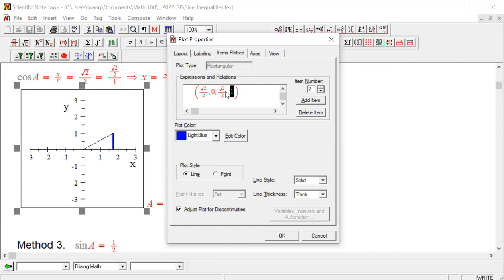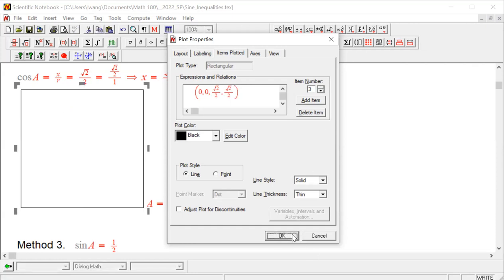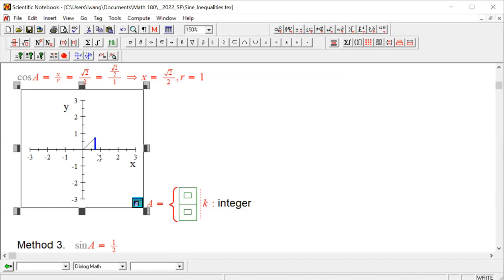And the other one is also √2/2. Okay, so that's the blue. And that's going to be √2/2. There we go. It's kind of small, right?